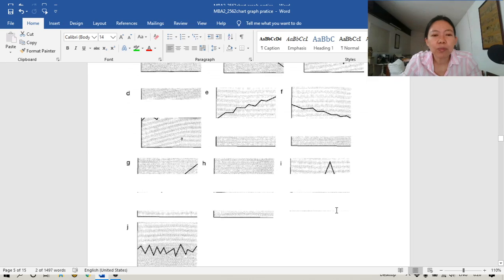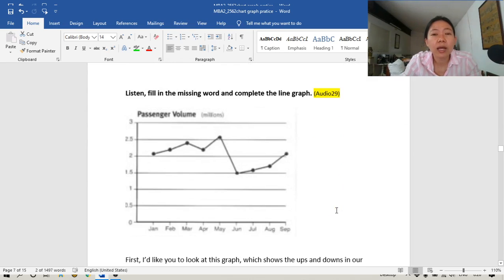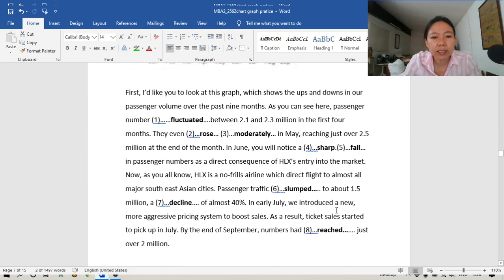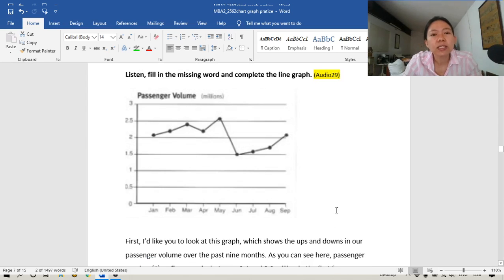Next, we're going to move on to another listening exercise. So in this exercise, I ask you to fill in the 8 missing words as the presenter talks about the passenger volumes of his airline. So on the vertical lines here, we have the numbers of passengers in millions. So here is for 1 million. And then we have the months from January to September. So on your handout, some bits are missing here. So I have replaced it with the complete line graph.